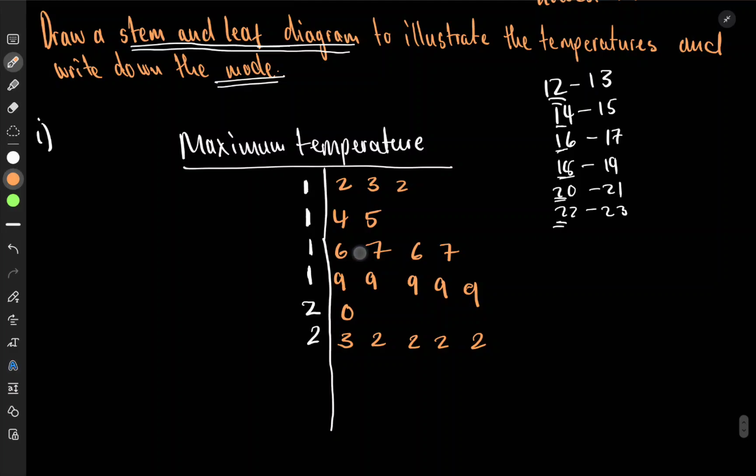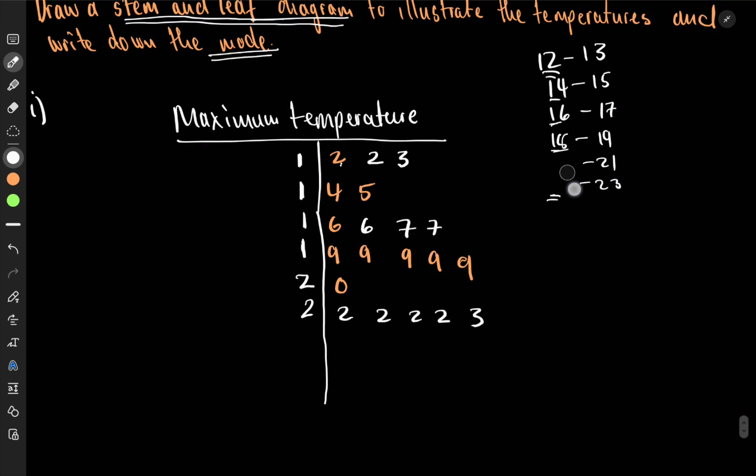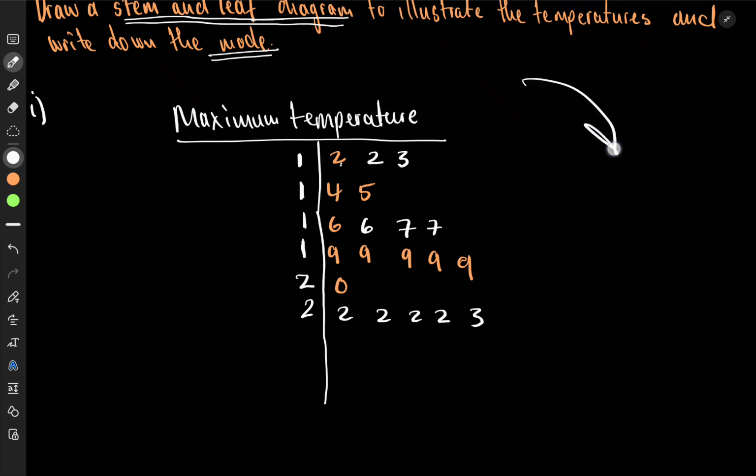All right, so now let me order them. 3 2 is going to be 2 3. 4 5 is already in order. 6 7 6 7 should be 6 6 7 7. Then here, 3 2 2 2 2, four 2s and a 3. So I'm going to say 2 2 2 2, then a 3. So this is going to be it. Then I'm done. I've done everything. Remember that you can use a pencil for a preliminary one, then write the original, the nice one, then you can rub out the preliminary one. But always remember your key again.